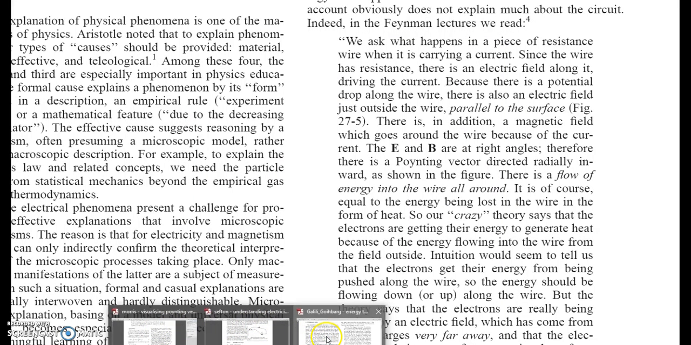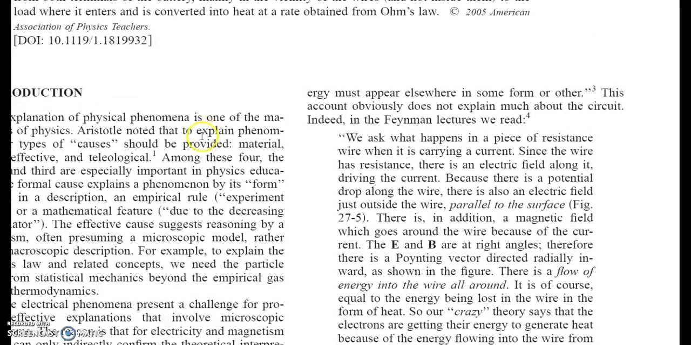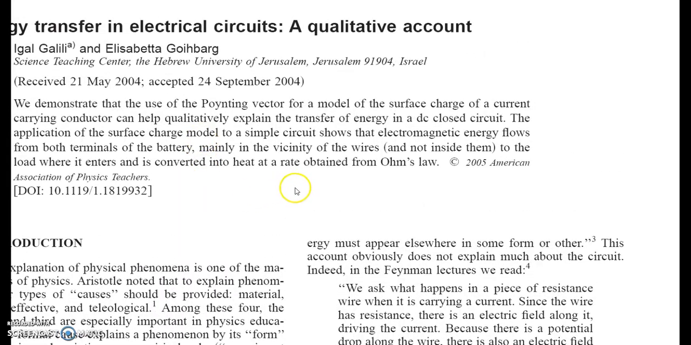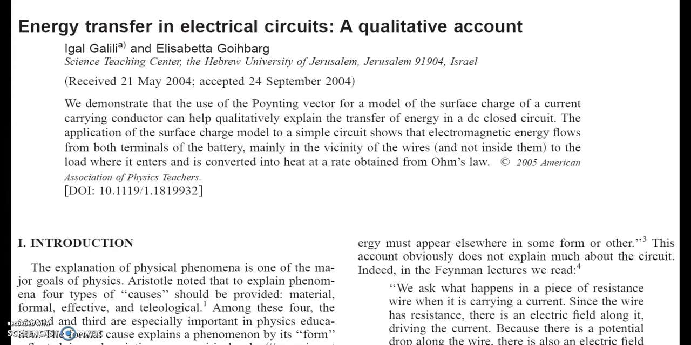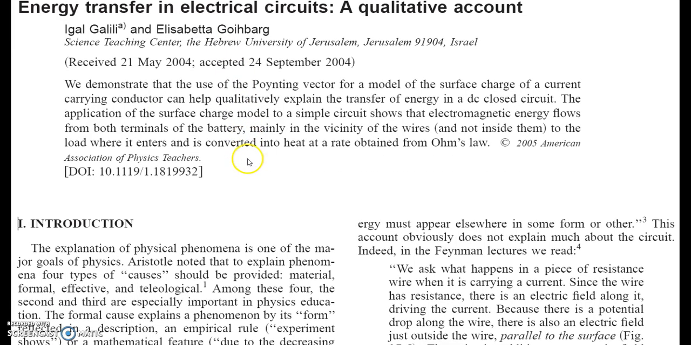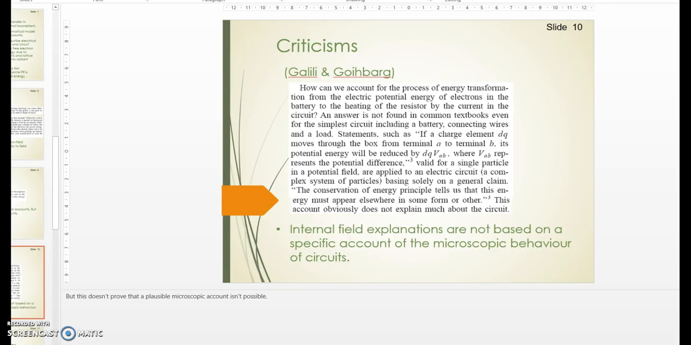My final objection comes from another paper that I'll be looking at, which also discusses the Poynting vector model. Their objection is not specific, but it's simply saying that the standard textbook's explanations do not provide a specific account of the microscopic behavior of circuits, which is absolutely true. So in my next reflection, I will look at the Poynting vector model.